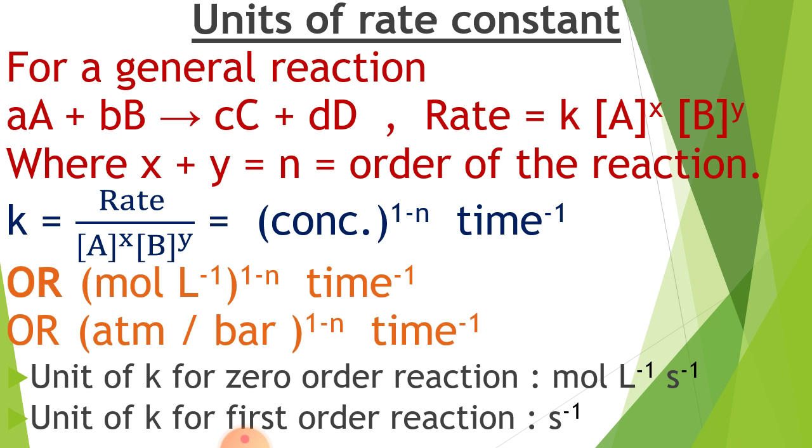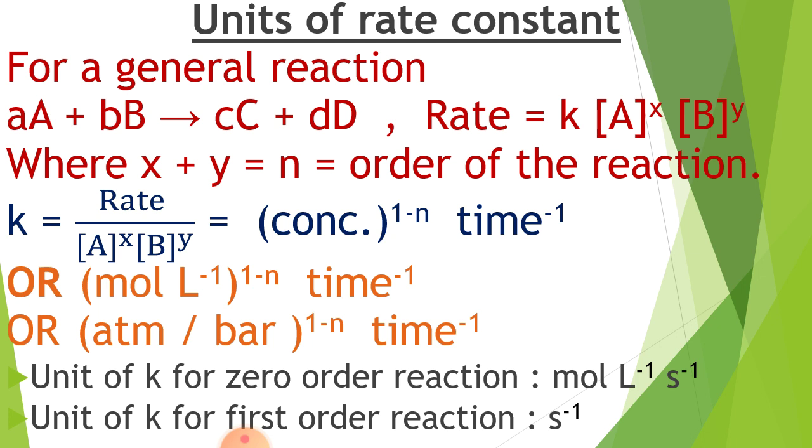Here n indicates the order of reaction. It may be 0, 1, 2, or a fraction, and time may be in seconds, days, hours, or years. Or we can write it like this: the concentration here is mole per liter, raised to the power 1 minus n, time inverse. If in place of concentration we take pressure, we write the unit as atm or bar to the power 1 minus n, time inverse.